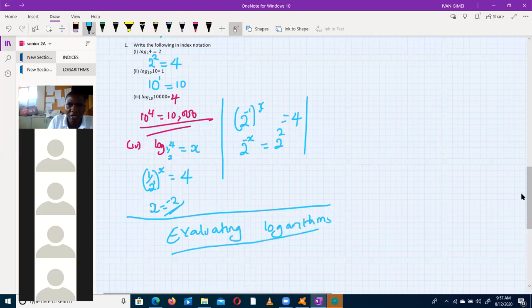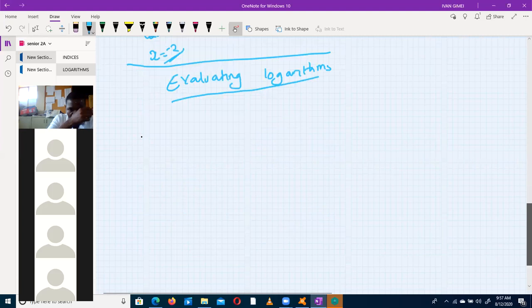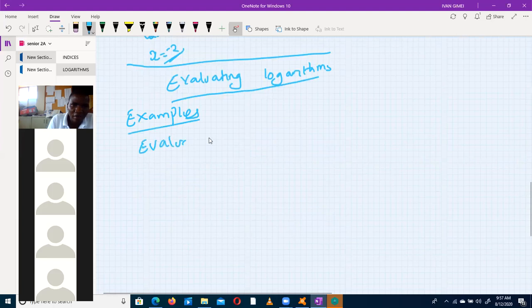Evaluating logarithms. You can be asked to evaluate a logarithm, and we use that concept. Let's have examples here. They can say evaluate, Roman number 1, log of 27, log of 9, like that. They can ask you to find the value of that.